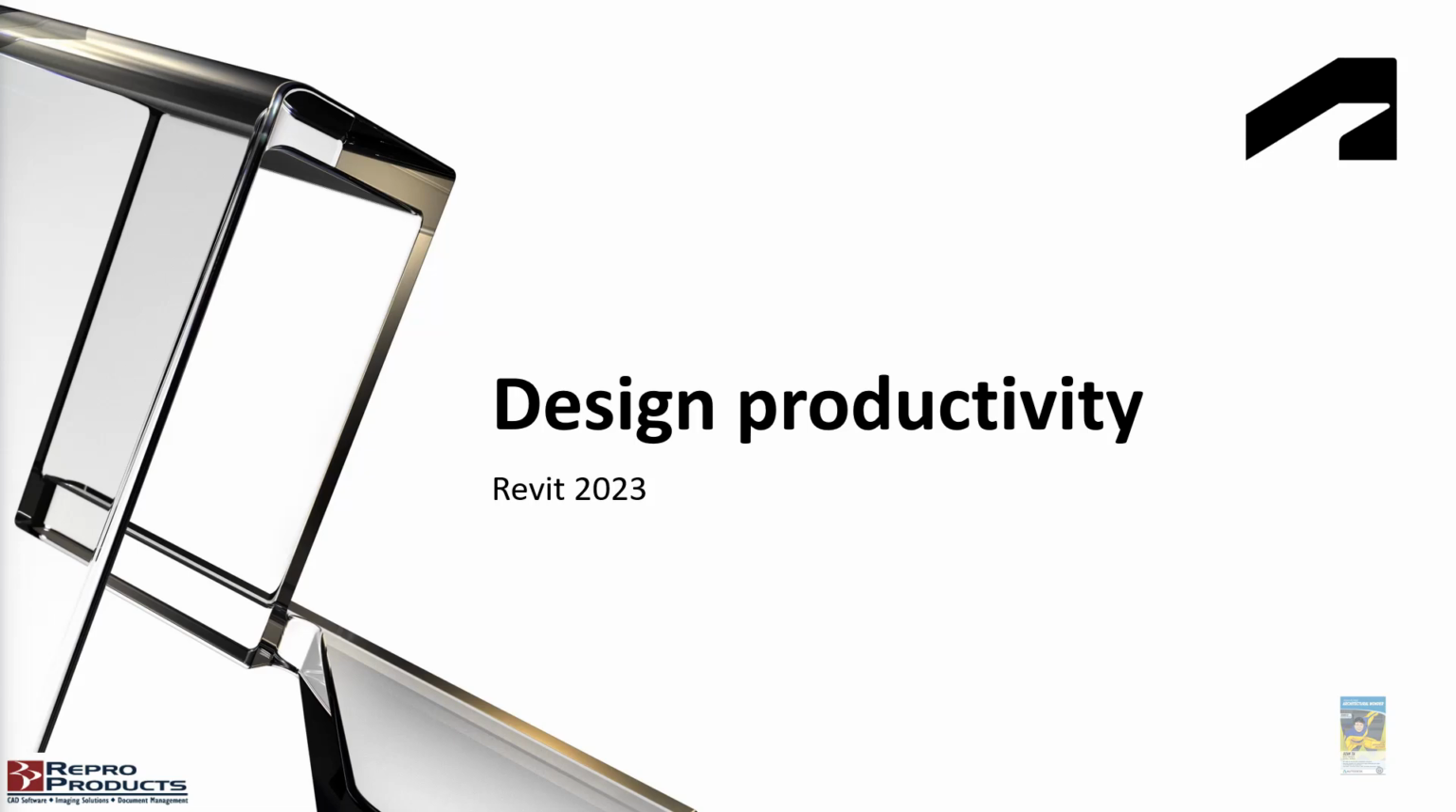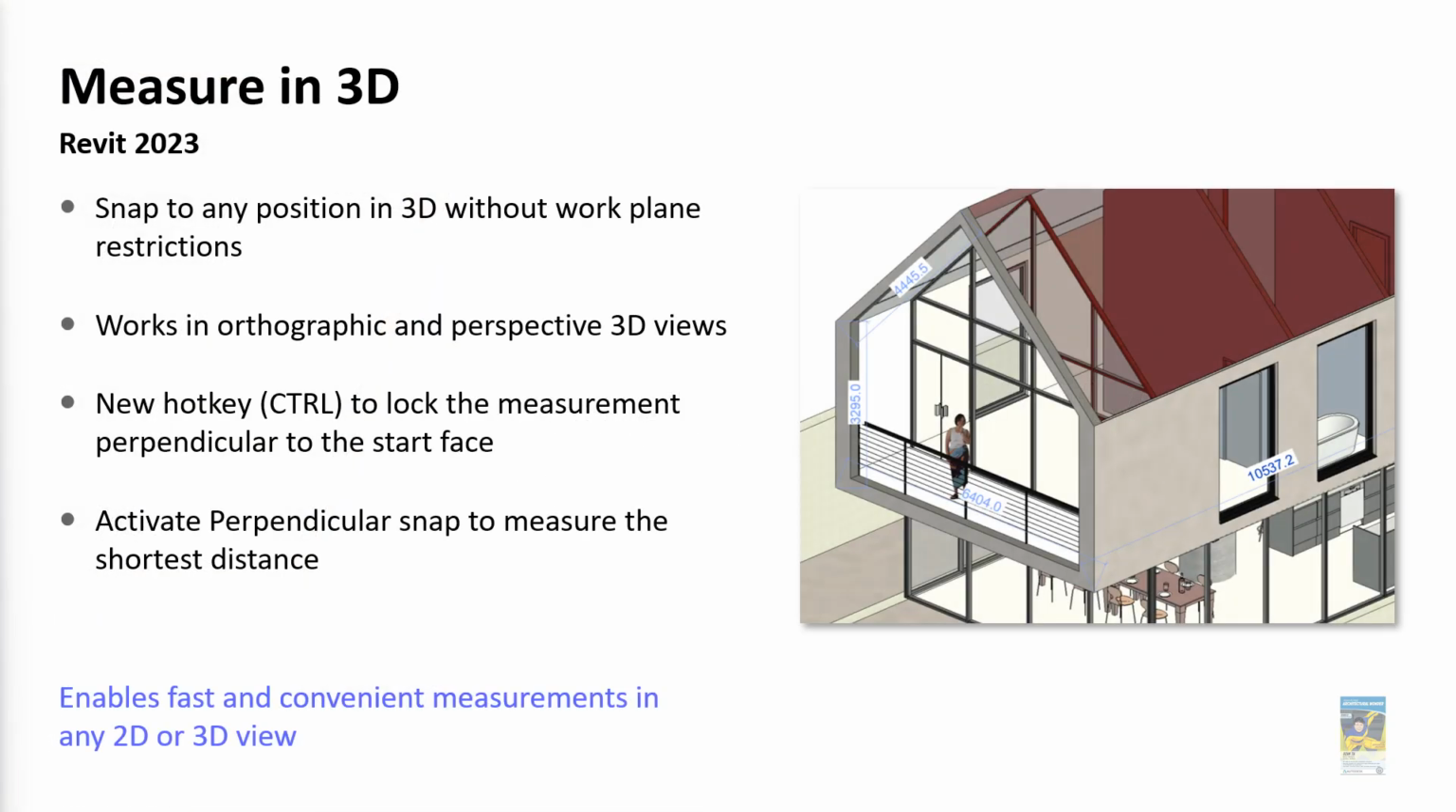So under design productivity, measuring in 3D. Now Revit has the ability for you to measure in 3D, snapping to any position in 3D without a work plane, working in orthographic and perspective, using the hotkey Control to lock the measurement perpendicular to the start of a face. Very similar to, say, if you're in Autodesk ReCap and you want to measure from one point perpendicular to the face of another. Then activate perpendicular snap to measure the shortest distance. So this is a very nice new feature that allows you to measure in 3D.